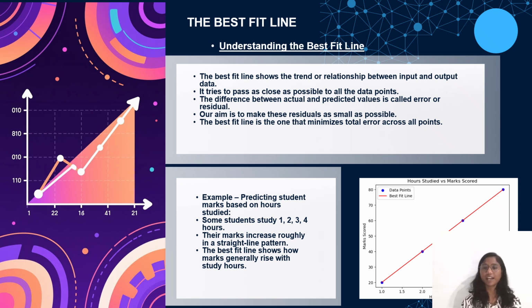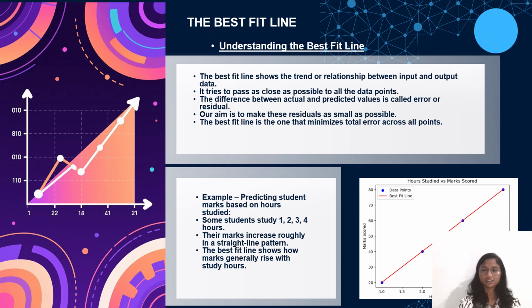Then the difference between actual and predicted value is called an error or residual. So our aim is to make this error or residual as small as possible. The best fit line is the one that minimizes the total error across all the points. So here we consider one example, predicting student marks based on hours of study.